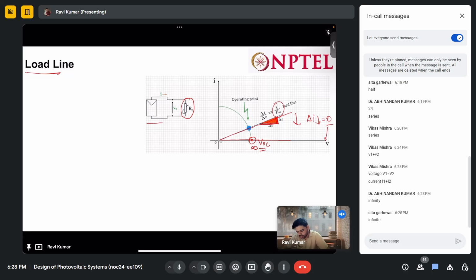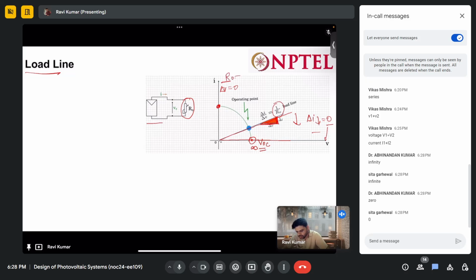Same thing if we are at this point, then delta I by delta V, here delta I was 0, here delta V will be 0, and if delta V is 0, then R naught will be 0. So here R naught equals 0, it means short circuit. So it is ISC.